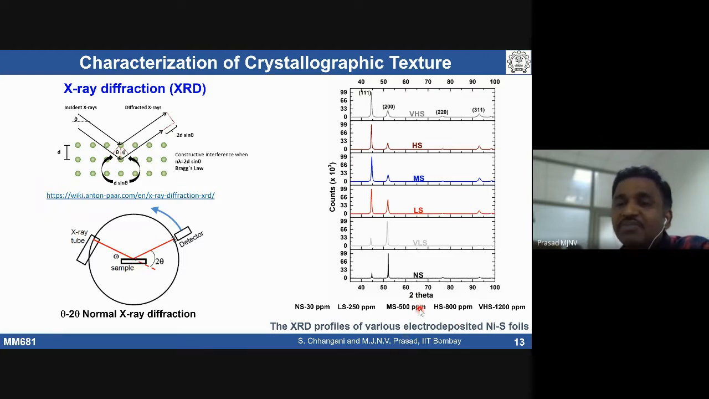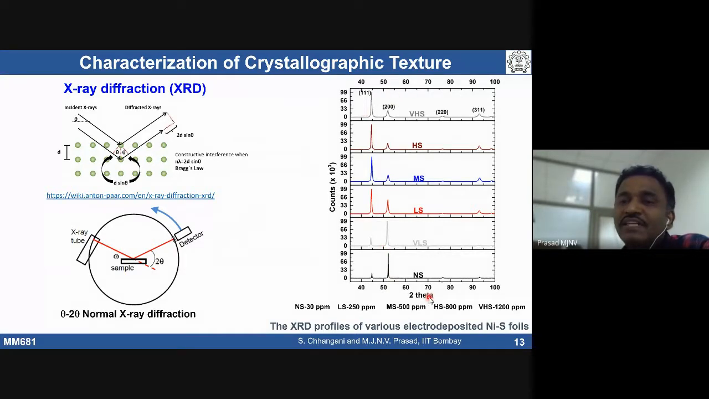The moment you add sulfur, what happens? With increasing sulfur content, the 200 texture that we initially have is tending towards 111. Now more 111 grains are forming rather than 200 grains. Qualitatively, it indicates that the material initially has a 200 texture.